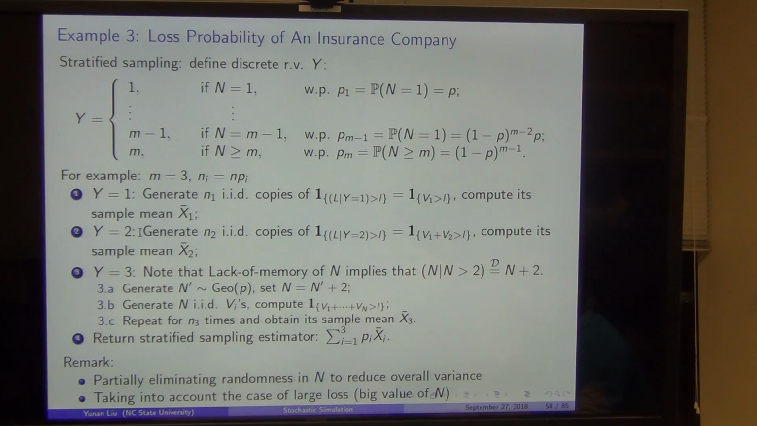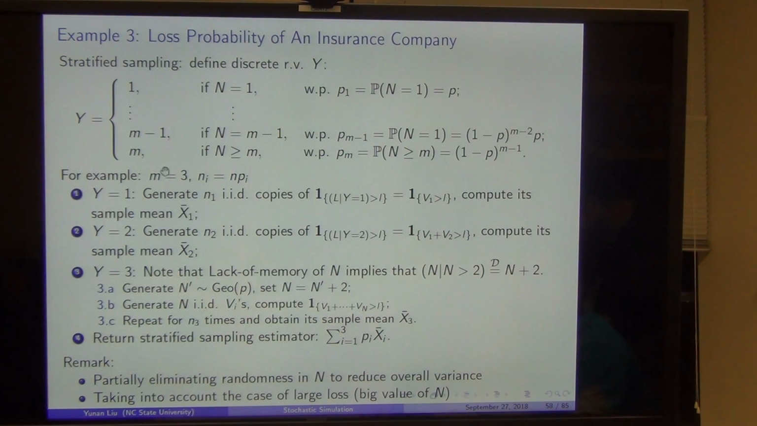If Y equals 2, generate n2 copies of the indicator of L given Y equals 2, according to this formula. When Y equals 2, L is equal to V1 plus V2. So you have 2 accidents. Generate 2 V, and check whether the sum of the 2 V, 2 accident claims, is greater than L. Okay, no problem. Compute its sample mean.